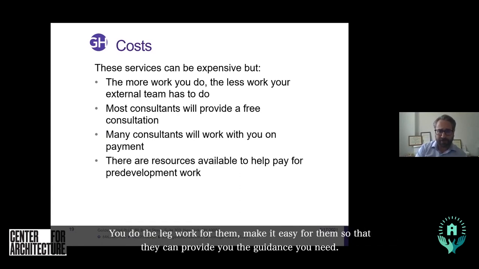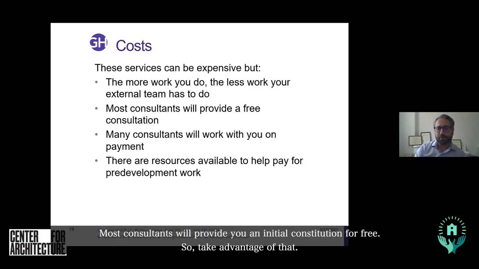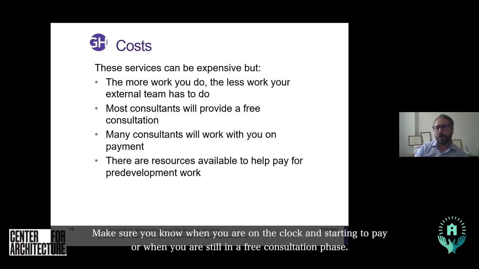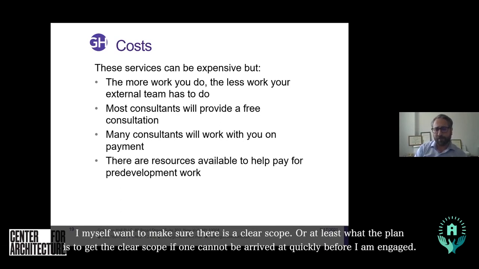You do the legwork for them, make it easy for them so that they can provide you the guidance you need. Most consultants will provide you an initial consultation for free, so take advantage of that. And make sure you know when you are on the clock and you're starting to pay, or when you're still in the free consultation phase. I myself want to make sure that there's a clear scope, or at least what the plan is to get a clear scope if one cannot be arrived at quickly before I'm engaged.